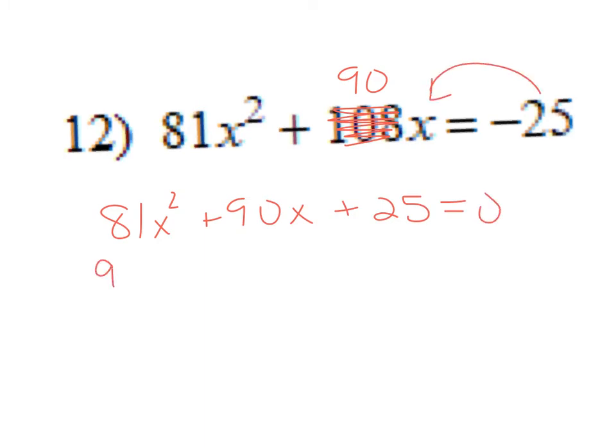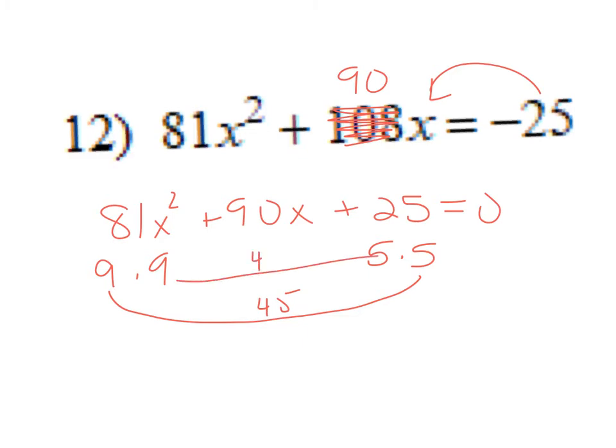So now I'm looking, does 9 times 9 and 5 times 5 work since we've got such big numbers? So 9 times 5 is 45. 9 times 5 is 45.